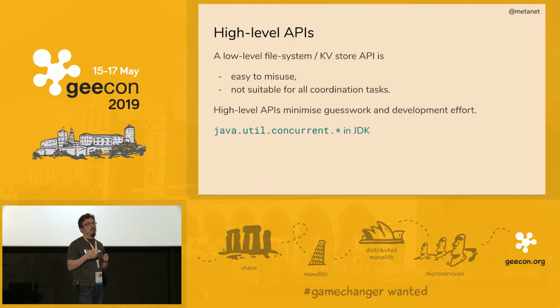So if we look at JDK, we already have a good set of concurrency APIs for a long time, right? Under the java.util.concurrent package, we have locks, we have semaphore, countdown latch, atomic classes, and many other concurrency primitives.